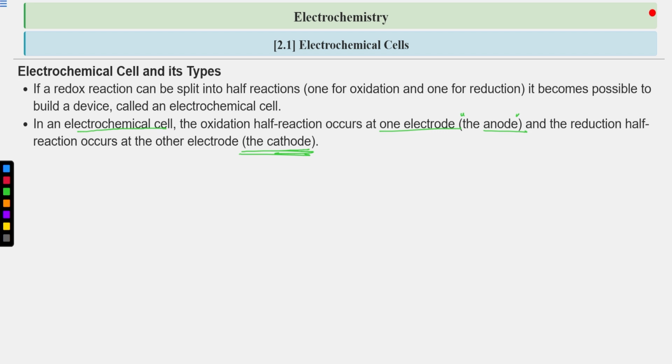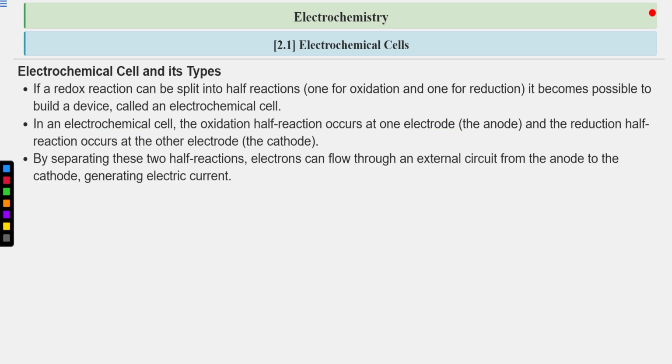But here, in the case of an electrochemical cell, the oxidation half reaction occurs at one electrode, and that electrode is the anode, and the reduction half reaction occurs at the other electrode, which is called the cathode. Okay, so there are two electrodes present in our electrochemical cell. One is the anode, another is the cathode. Oxidation occurs at the anode, reduction occurs at the cathode. The concept of oxidation and reduction stays the same: losing electrons for oxidation and gaining electrons for reduction.